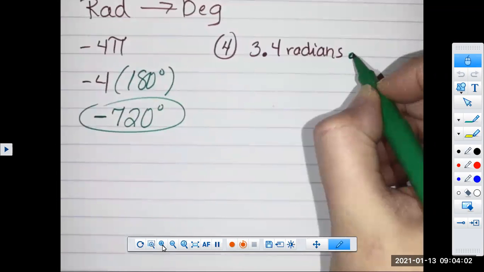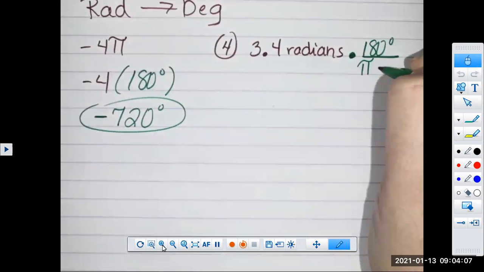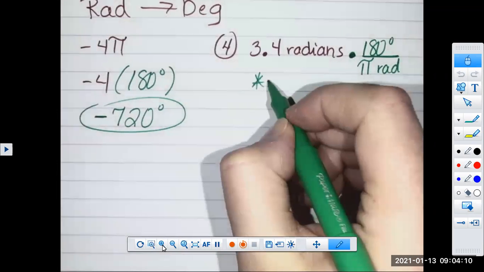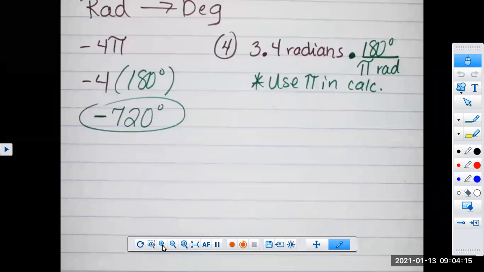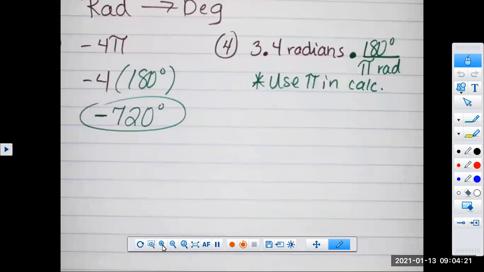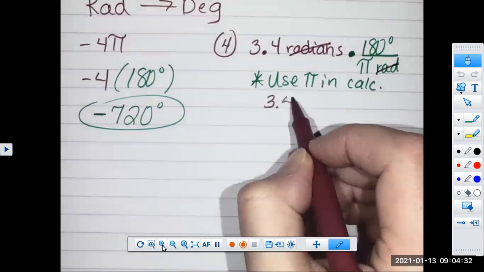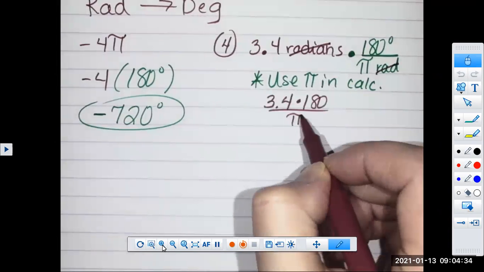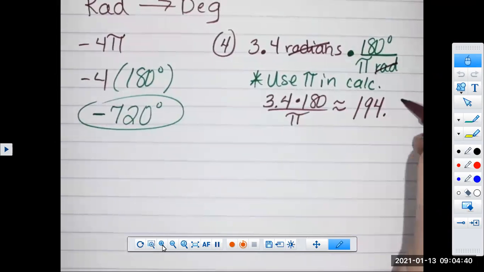So in this case, you have to multiply by 180 degrees over pi radians, and you will use pi in your calculator. When you're going from radians to degrees, you will type in pi. That's what's confusing about these problems. They're not hard, it's just you have to remember when not to use pi. All right, your radians cancel. So multiply 3.4 times 180 divided by pi, and it'll give you 194.81 degrees.